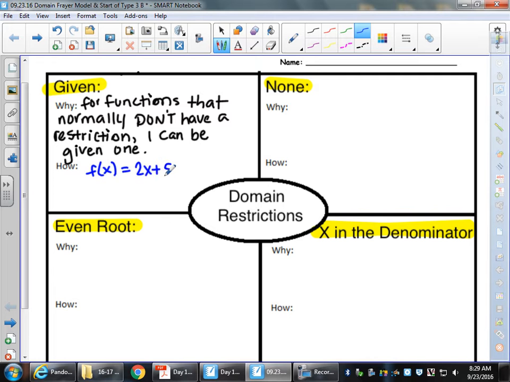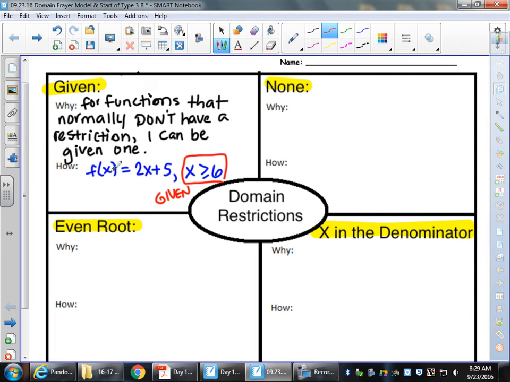2x plus 5, great, f of x equals 2x plus 5. On its own, would this have a restriction? No, but I could give it one. Give me a restriction on x. What do you want to say about x? X has to be what? Greater than or less than? Let's say greater than or equal to 6. This is given.